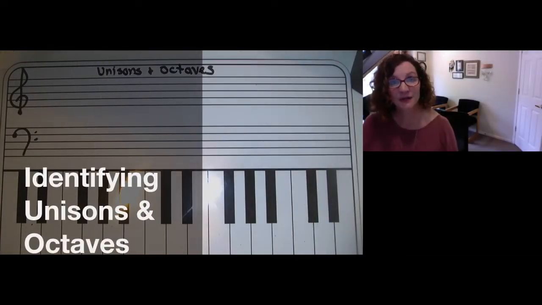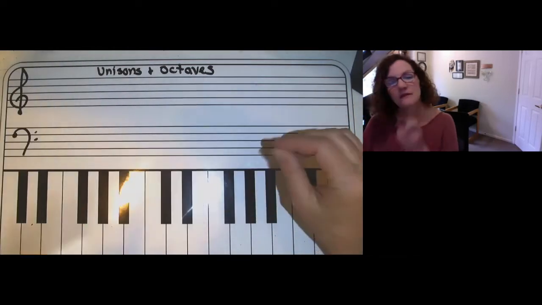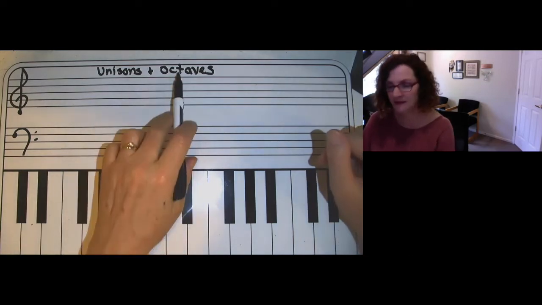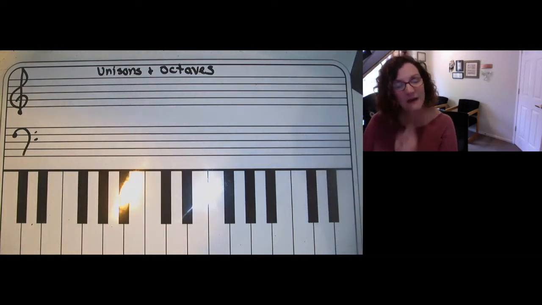I want to talk about unisons and octaves. They are classified in the perfect, augmented, and in the case of the octaves, diminished category. When we're talking about the quality of the intervals, not just the number, but the quality, what type of an octave, what type of a unison. So using your interval handout, if you look at just the section on intervals, take a look at that.